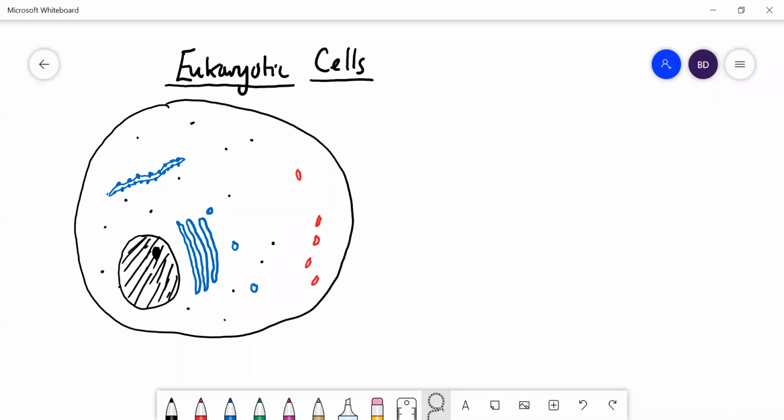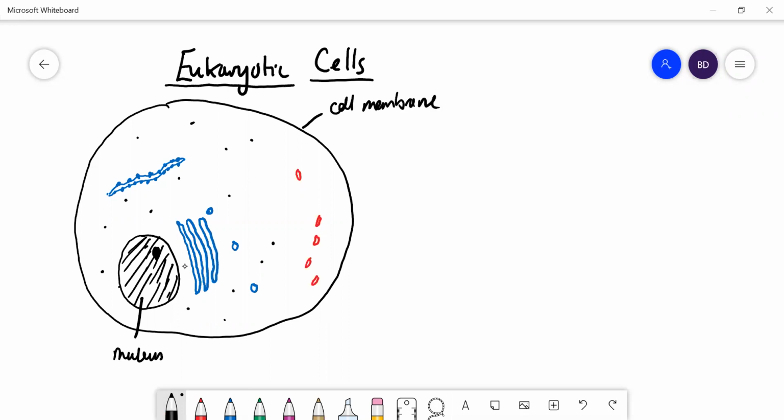Here's a eukaryotic cell, a stylized diagram of it. Some of the features in it you will be familiar with, some you won't be. This is obviously the nucleus here, and this is the cell membrane. Let's just talk about the nucleus first. We know what that is.